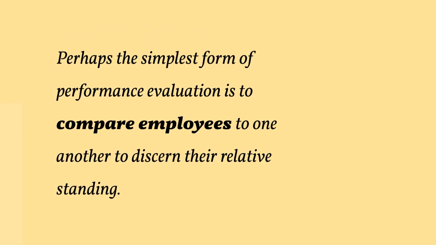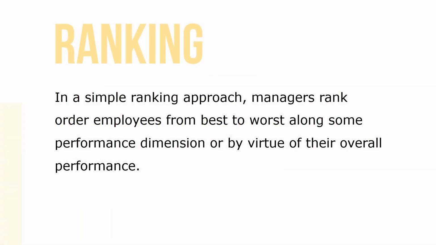Perhaps the simplest form of performance evaluation is to compare employees to one another to discern their relative standing on some performance dimension. In a simple ranking approach, managers rank order employees from best to worst along some performance dimension, or by virtue of their overall performance. For example, a manager might rank order employees based on their sales volumes for a specific month. The person with the highest sales would be ranked number 1. The person with the second highest sales ranked number 2, and so on. When managers have quantitative performance data, rankings are quite easy to do.